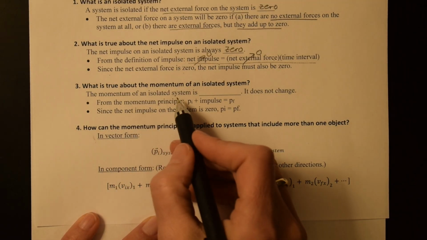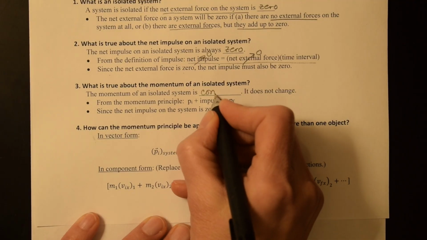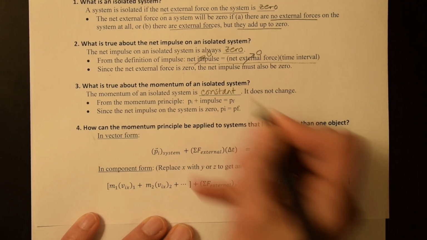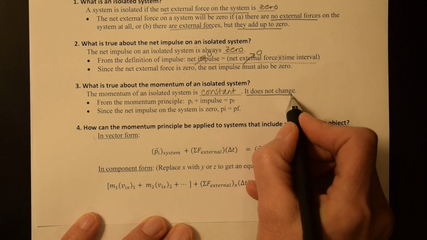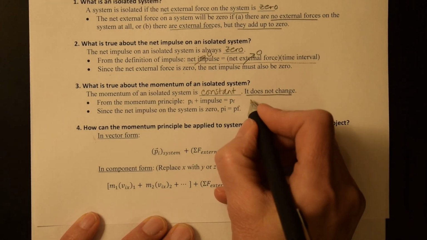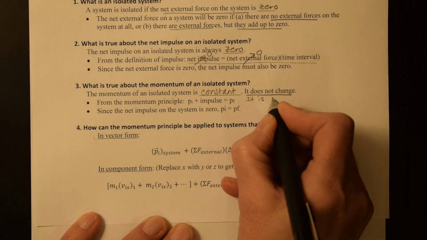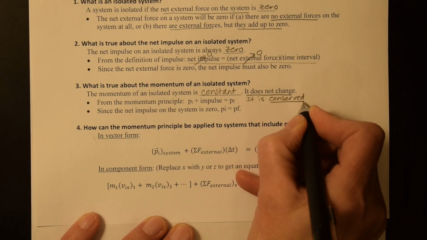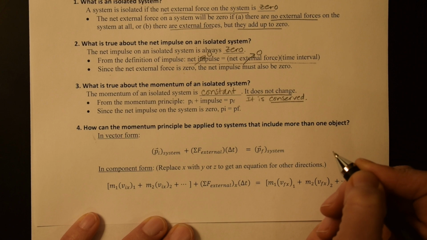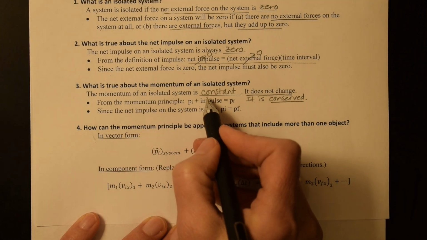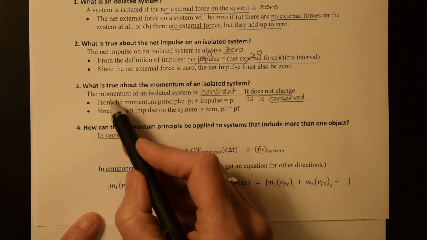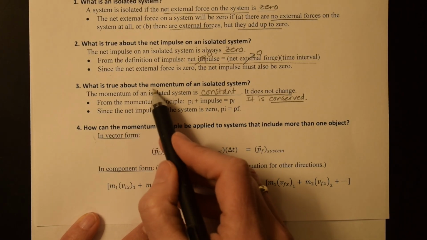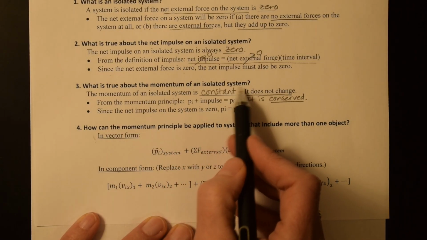3, what is true about the momentum of an isolated system? The momentum of an isolated system is constant. Another way of saying that is it does not change. Another way of saying that is it is conserved. So a lot of times you will hear the phrase conservation of momentum, just meaning that the momentum is staying constant. And why is this true? Why is the momentum of an isolated system constant?